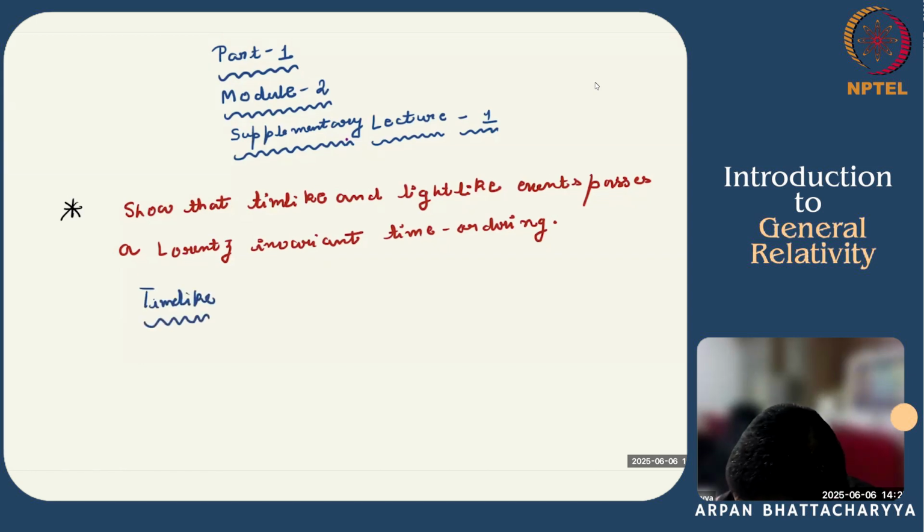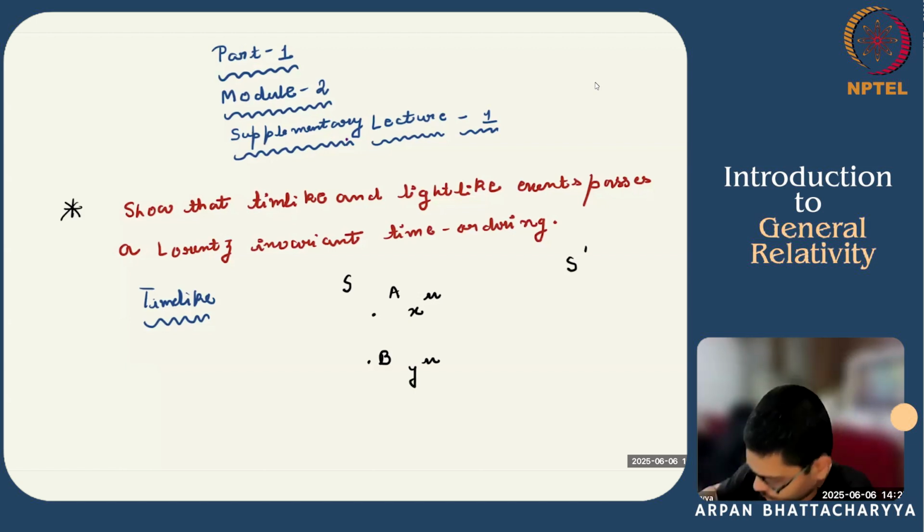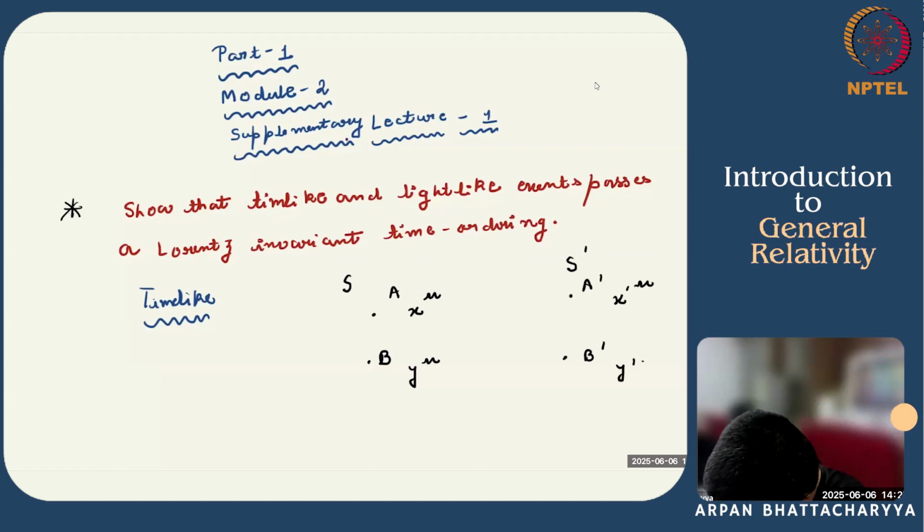So let's consider the S frame. Consider two events A and B, and their space-time coordinates are x^μ and y^μ. Now we go to a primed frame where A becomes A prime and B becomes B prime. The corresponding coordinates are x prime μ and y prime μ. So what we have to show is that the sign of x^0 minus y^0.